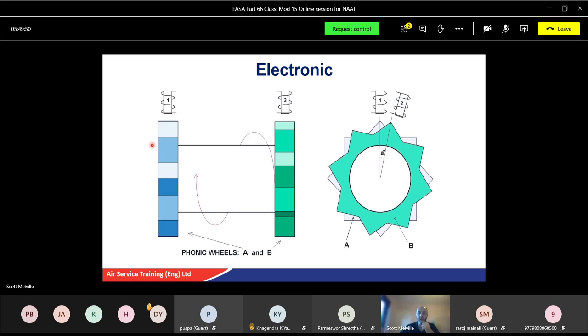All right. So basically, you have two phonic wheels set up slightly out of phase. They're not in line with each other, obviously. As probe 1 receives a signal, this one here, from the wheel A, it will switch the circuit on, and as probe 2 gets a signal, it will switch the circuit off. So obviously, the greater the distance, the greater the time delay between on and off. So the greater the time delay, the greater the difference in time will increase the signal, which will be indicated on your indicator. So in other words, the longer it stays on.